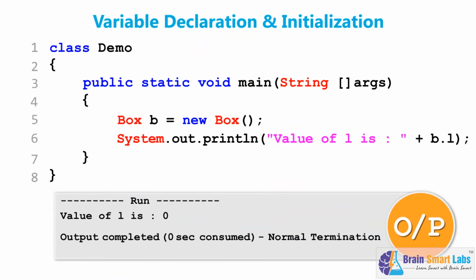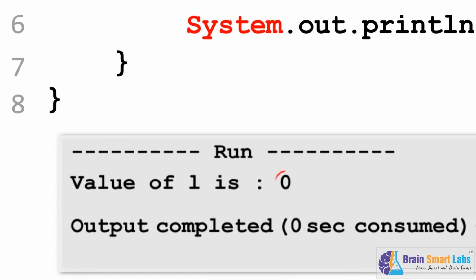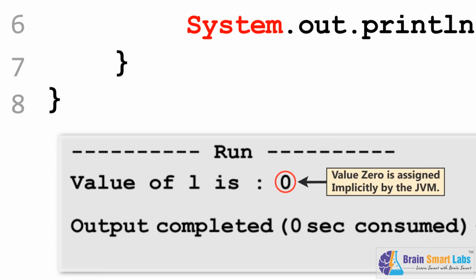And I know I have removed the hard coding for variable L, B and H inside our box template. Still we are not getting any errors. Instead, we are getting the output value as 0, which means the value 0 has been initialized by our JVM implicitly when our object was created.